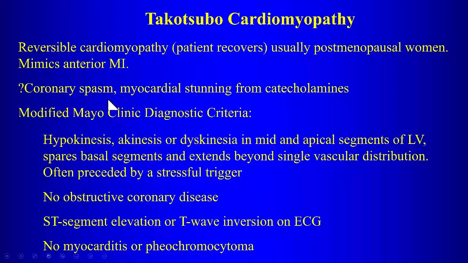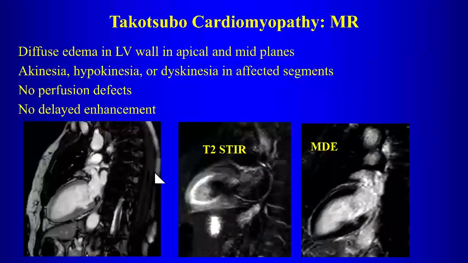It may be caused by coronary spasm, myocardial stunning from elevated catecholamines. So we look for wall motion abnormalities, especially affecting the apex of the left ventricle. There is no obstructive coronary artery disease. There's no myocarditis or pheochromocytoma to explain it. They can have an abnormal ECG. It's usually self-limited. There is wall motion abnormality, but it is not from an infarct.